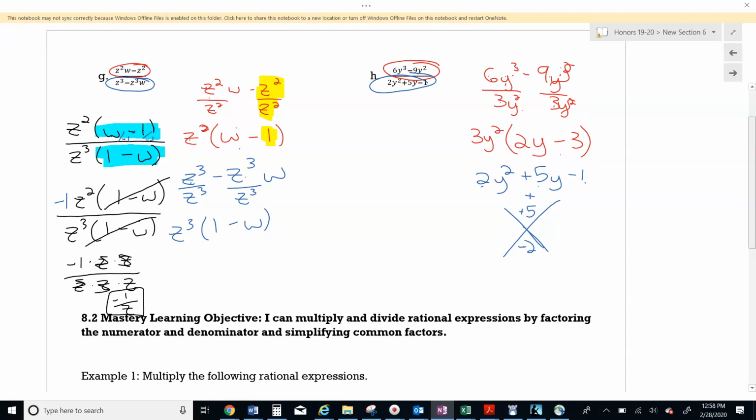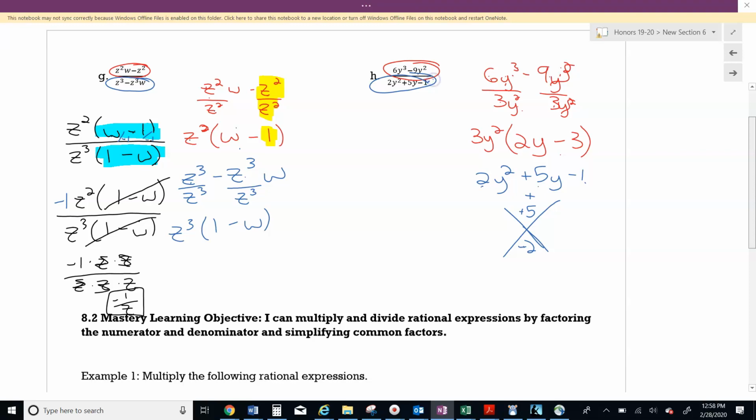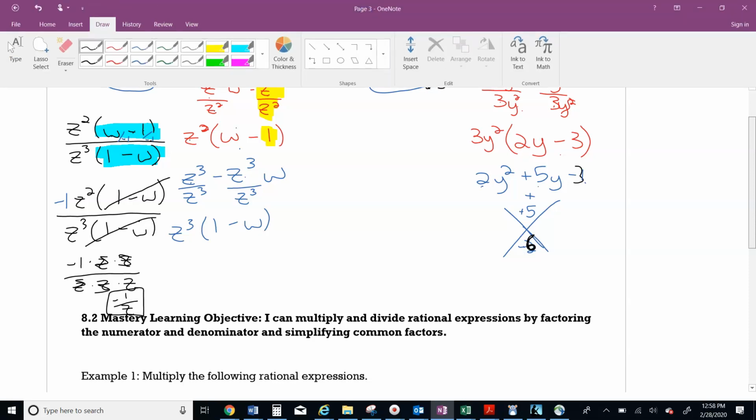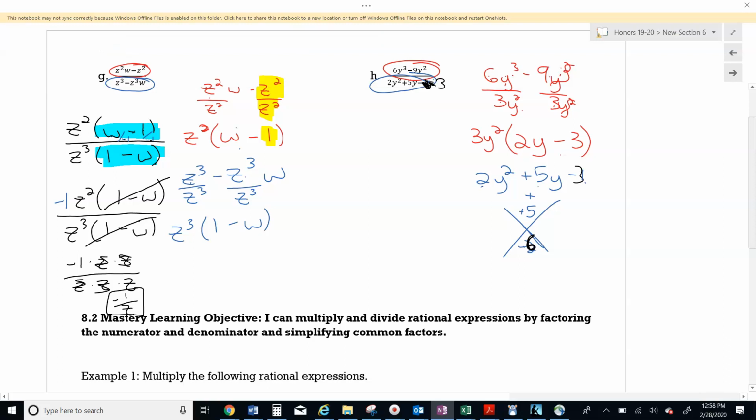Hold on. I think this is supposed to be a 6. Can I change this without too much drama? No, a 3. I'm sorry. Can I change this without too much drama? Okay, so I'm adding to 5 and multiplying to negative 6. I don't know if this is going to do anything. So at least my factoring works, though.